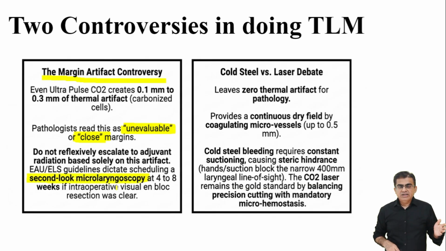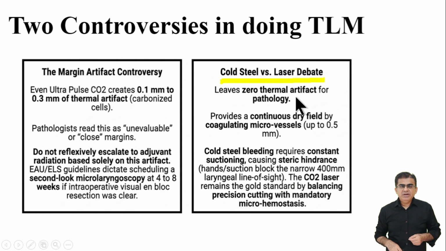Now look at the right side of the screen. Some surgeons still loudly argue for traditional cold steel surgery. It is absolutely true that a cold steel knife leaves zero thermal artifact for the pathologist. But a traditional steel knife does not stop the tissue from bleeding.